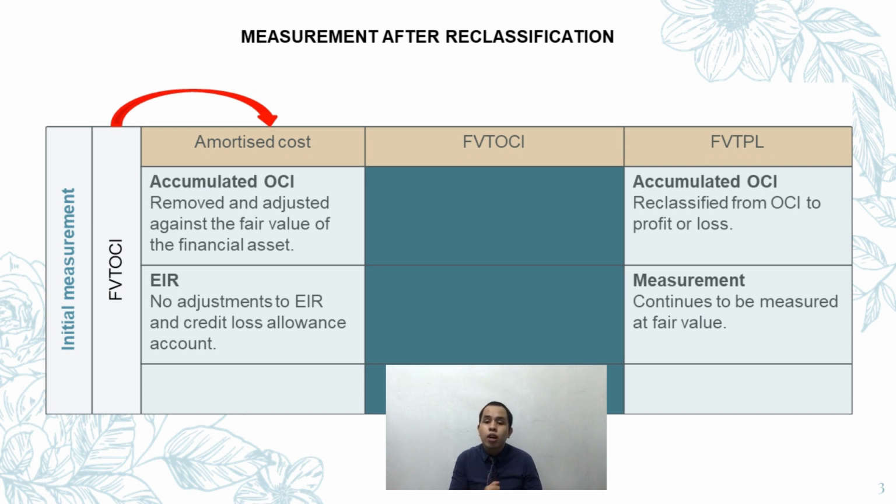Move on if measurement after reclassification changed to fair value through profit and loss. The accumulated other comprehensive income will be reclassified from other comprehensive income to profit and loss. The financial asset will be continued to be measured at fair value.